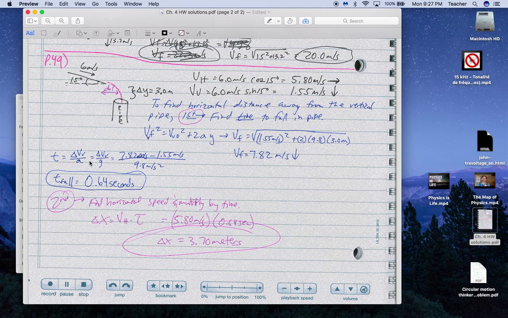And so then, therefore, now what I can say is to find the falling time, I take t, it's going to be the change in vertical velocity over g. So I found my initial vertical velocity downward by using trig, that was 1.55. Found my final vertical velocity downward due to the kinematics equation, that's 7.82. Since it's accelerating at 9.8 meters per second every second, put that in the denominator, I get about 0.64 seconds. So when I multiply that time by the horizontal speed, which is 5.8 meters per second, I get that this thing should be placed about 3.7 meters away from the edge of where the material is falling off.